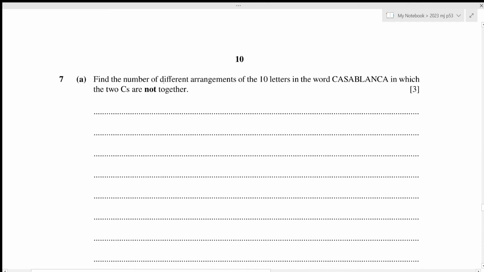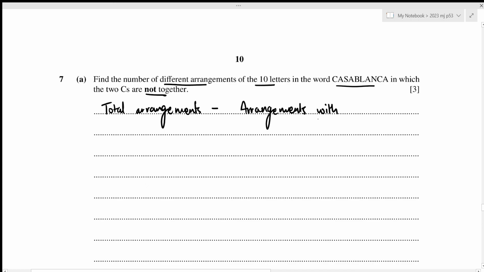Now for this one, we need to find the number of different arrangements of the 10 letters in the word Casablanca in which the two C's are not together. So whenever we are trying to figure out the arrangements with something not together, what we can do is figure out the total arrangements and subtract the arrangements with the criteria not together. So in this case, the criteria not together is 2 C's. Now we subtract the arrangements with 2 C's together.